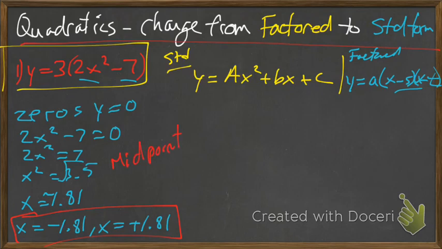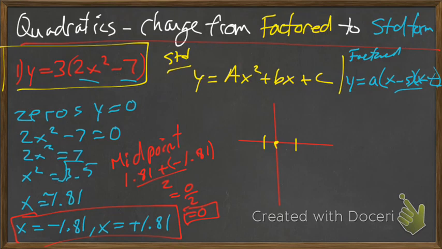Remember, that's the area in between the zeros. And we do that by finding the average, so 1.81 plus negative 1.81. Of course, that will equal 0, so it'll be 0 over 2, which is 0. Okay, so again, if we draw out our little grid, 1.81, 1.81, midpoint is 0. What information does that give us? That will tell us where our vertex is.